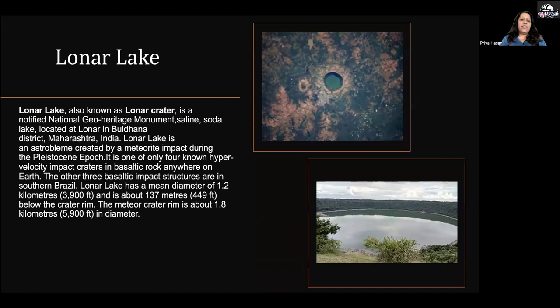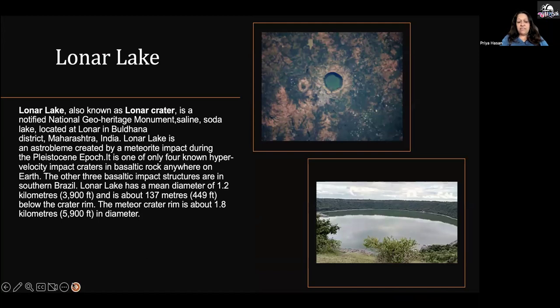And this is actually, you can see, a meteorite impact which took place. It is one of the only 4 known hypervelocity impact craters, and there are other ones also. The 3 other basaltic impact craters are in southern Brazil. You can see that this crater rim is about 1.8 kilometers in diameter, and now we have a lake over here.